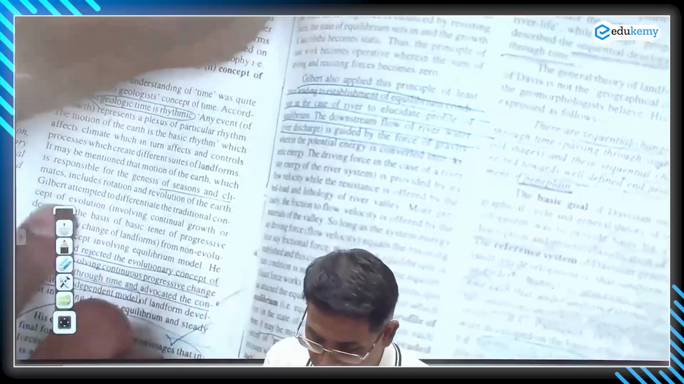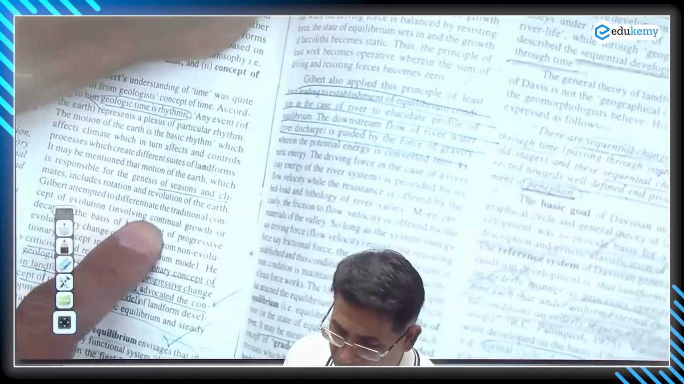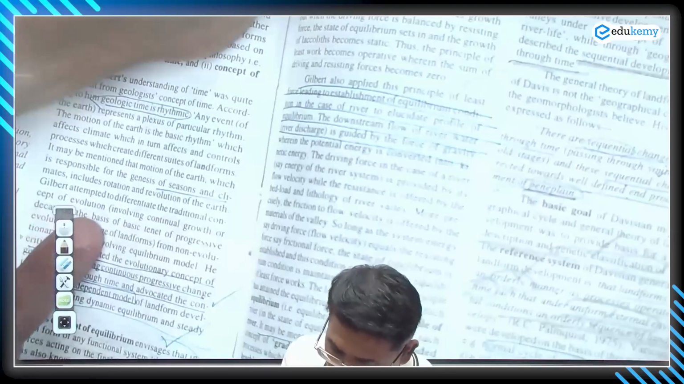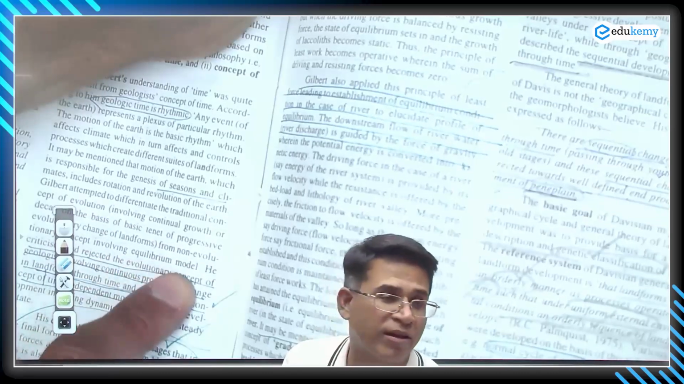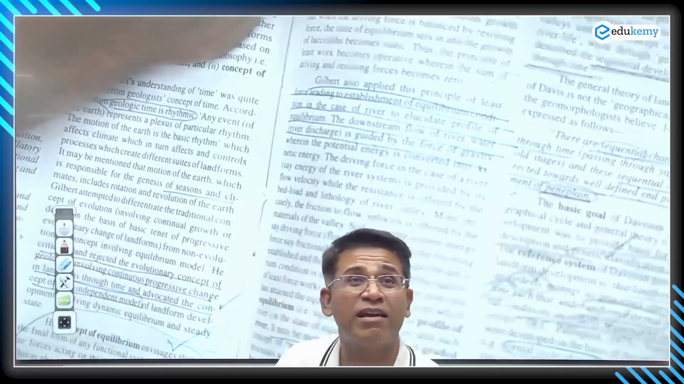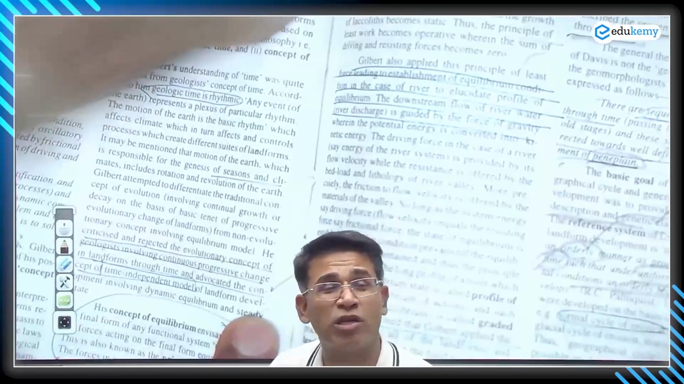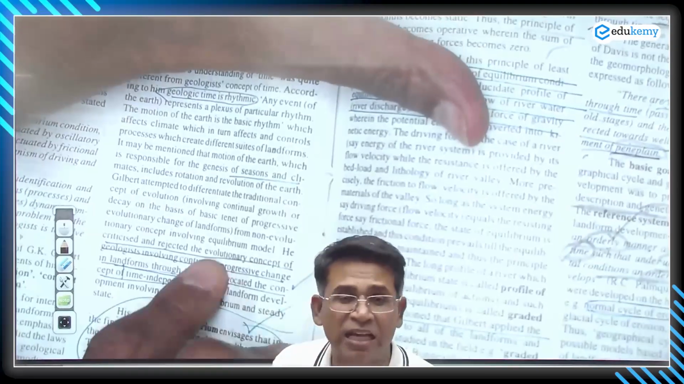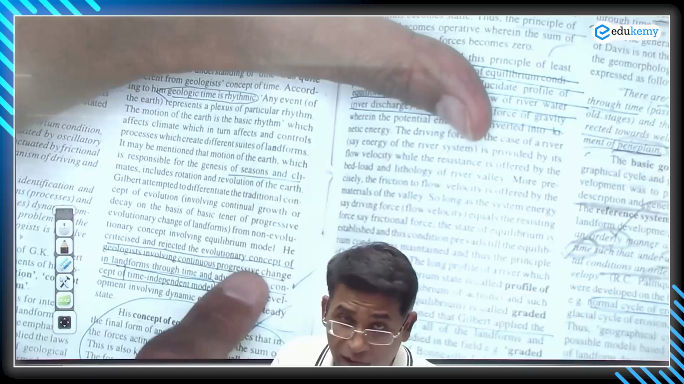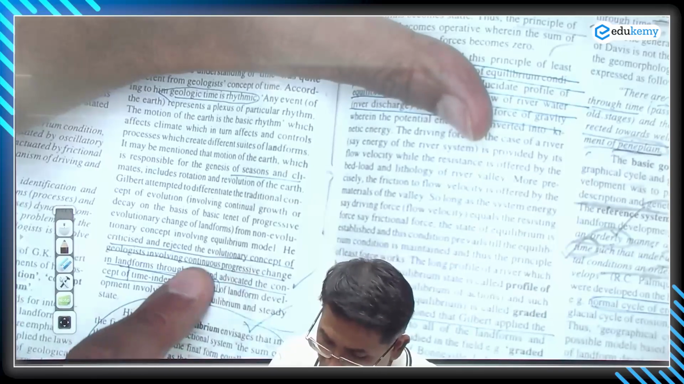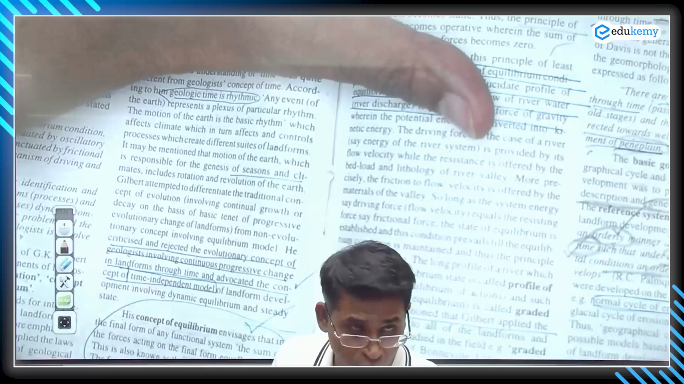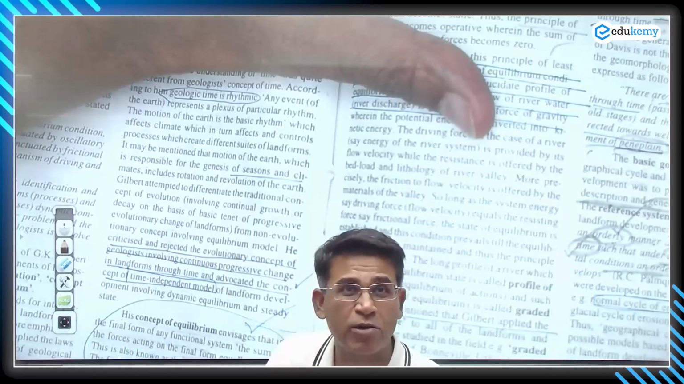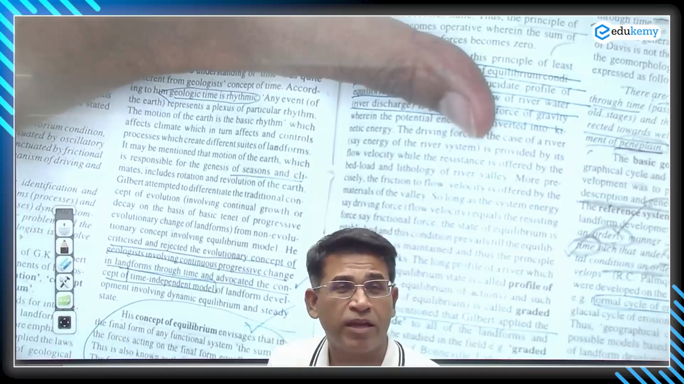He says, Gilbert attempted to differentiate the traditional concept of evolution from the non-evolution concept involving the equilibrium model. Davis's model is that concept of evolution. Gilbert's model is against evolution. The evolution concept of Davis was about continuous progressive change through time, and the concept of time-dependent models. Whereas Gilbert talks about a time independent model of a different kind.